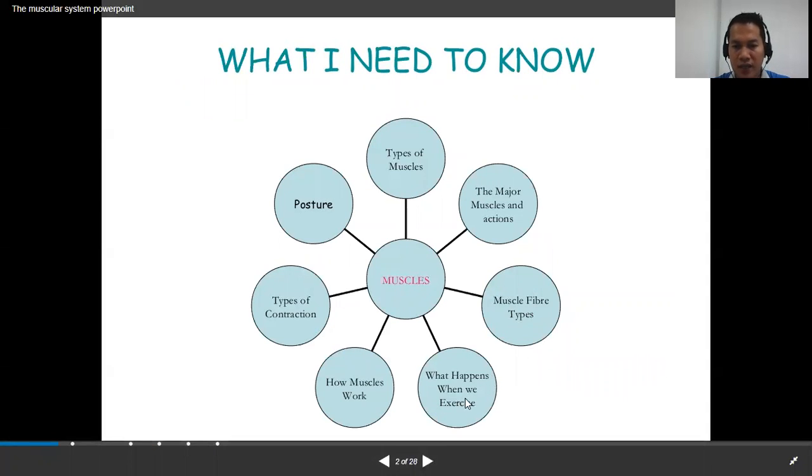And along this video, we're going to ask several questions. What happens when we exercise? How do muscles work? What are the types of contraction? And maybe posture. Maybe I'm not going to cover all of this. I'm probably going to cover until muscle types and what happens when we exercise. So probably we're going to split this into two videos.